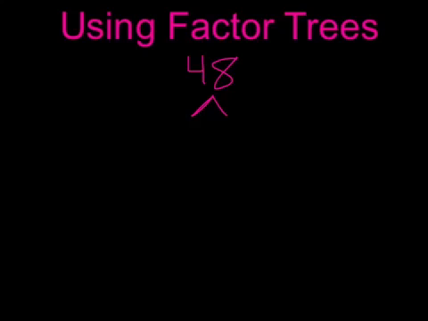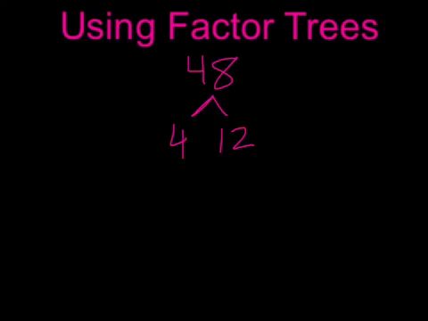So we're going to start out by making two little lines that come off of 48, and we're going to think of any two numbers, any factors of 48 that will multiply together to make 48. I think today I am going to start with 4 times 12.